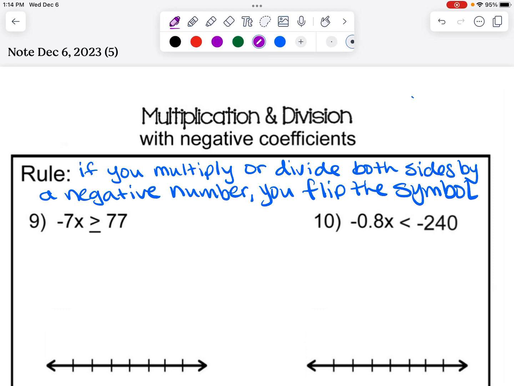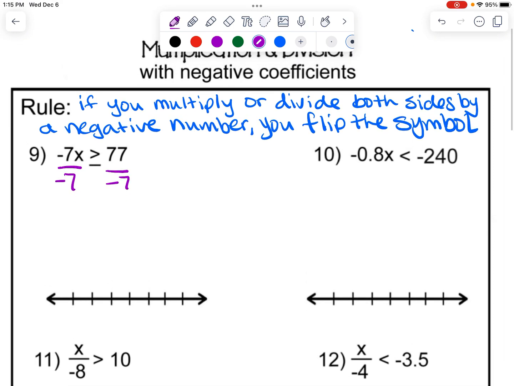All right, let's jump right in then. So for example 9, I have x being multiplied by -7. I know multiplying by -7, the opposite would be dividing by -7. And -7 divided by -7 is of course 1, and 77 divided by -7 is -11. Since I divided both sides by a negative, I'm going to flip the direction of the inequality to make it a less than or equal to instead of greater than or equal to.